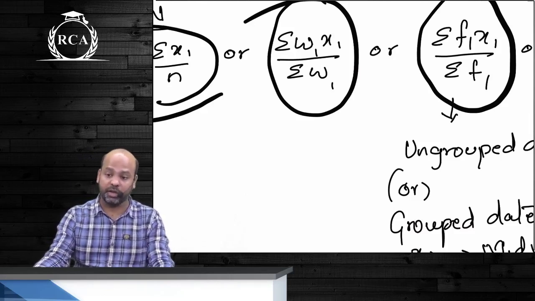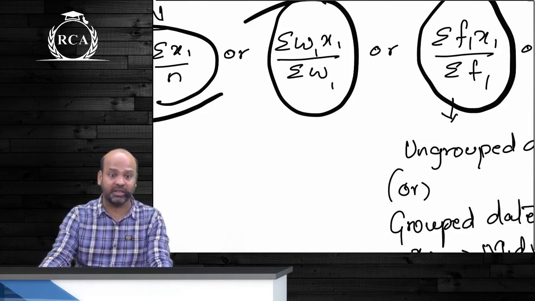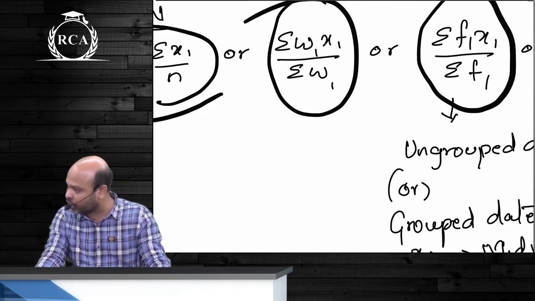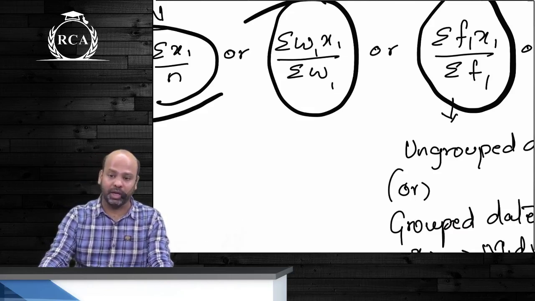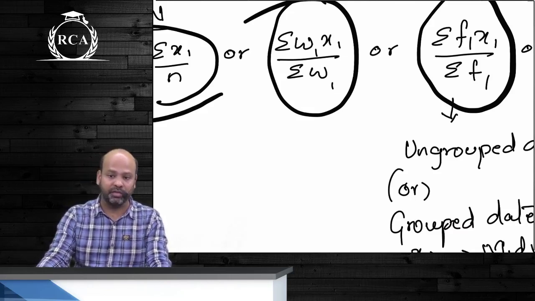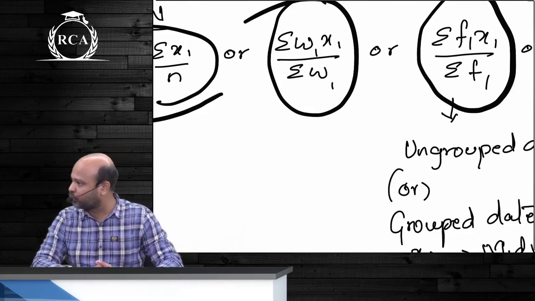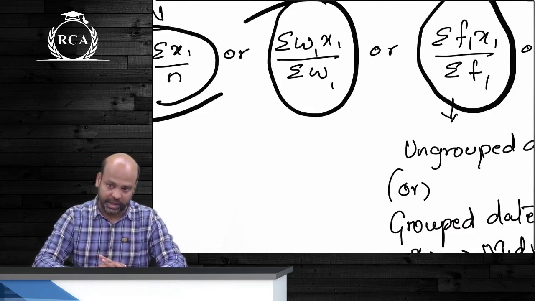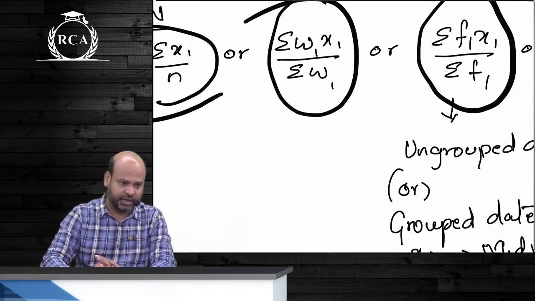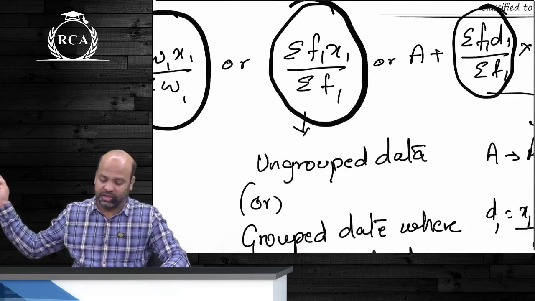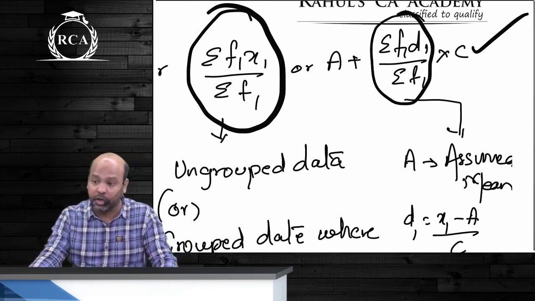Alternatively, because there is a property of arithmetic mean which states that the sum of deviations taken from arithmetic mean will be equal to 0, you can assume any value as the arithmetic mean and start computing deviations from that assumed mean. If the sum total of deviations is equal to 0, then the assumption is correct. If the sum total of deviations is not equal to 0, then you will have to make an adjustment, and that adjustment would be the average deviation, for which we will write summation fi di by summation fi. If you add that adjustment to the assumed mean, you will get your arithmetic mean.